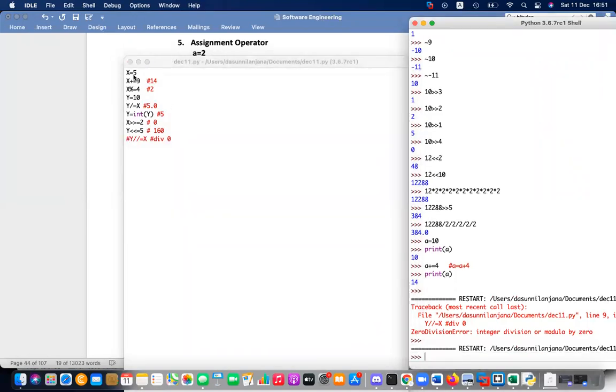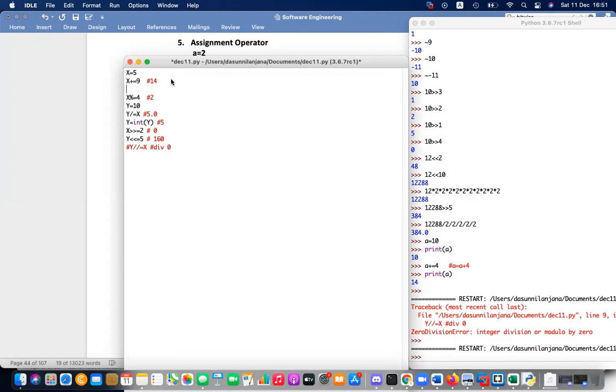මේ ටික මම print කරන්නම්. I have to print all these things. So guys, after each operation I'm printing this, right? Print x. Here also I'm printing x. Print y. Here also I'm printing x. Here I'm printing y.